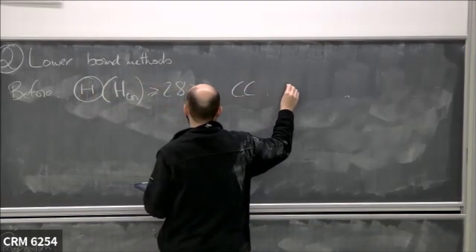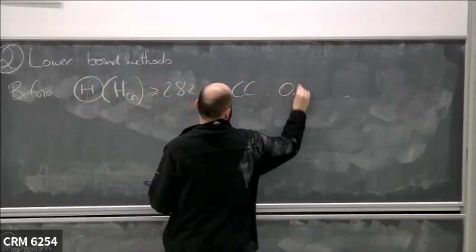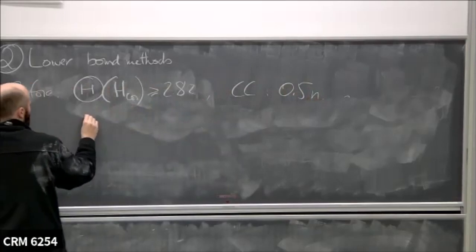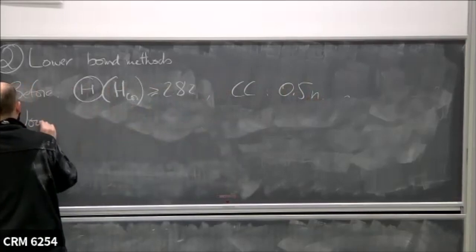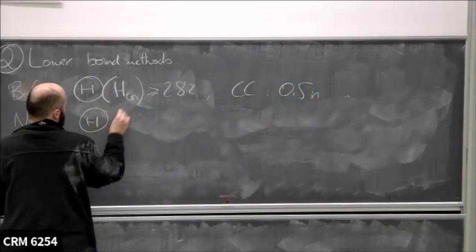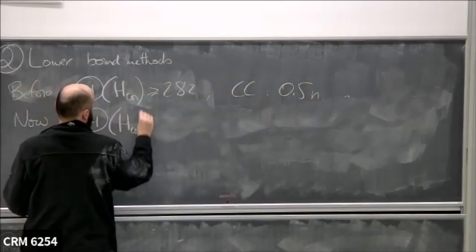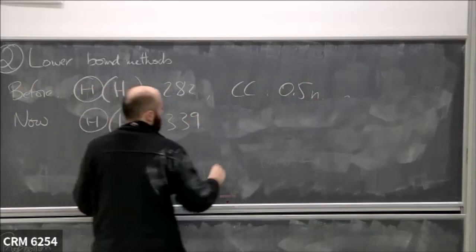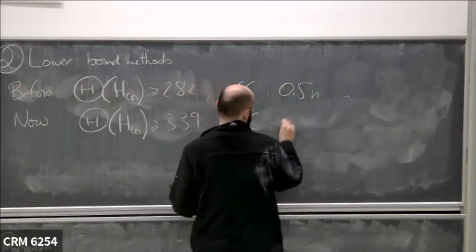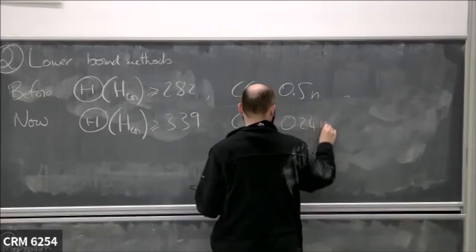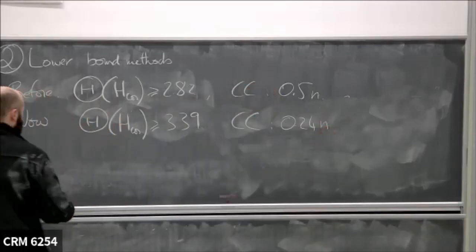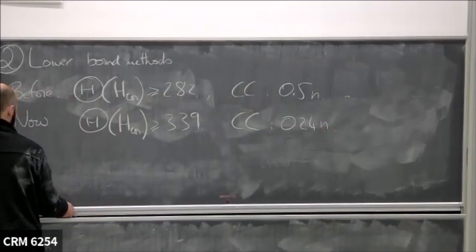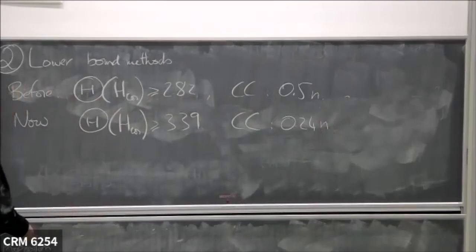This corresponds to 0.5n. And now, with the method I'll present in a minute, we can show this is bigger than 3.39. So in terms of communication complexity, this gives you 0.24n, and I'm removing the lower order terms. And so how does this method work?